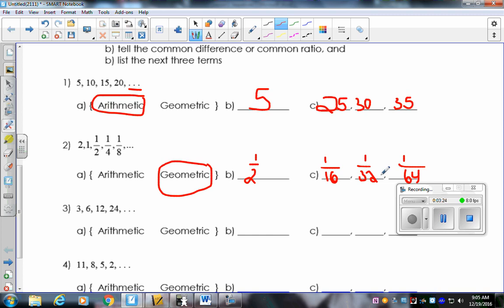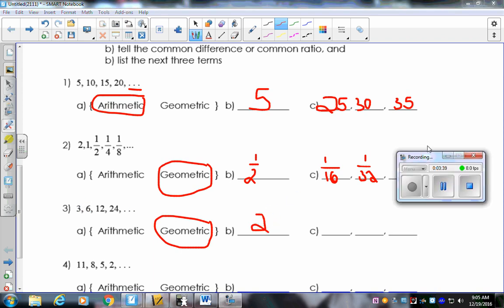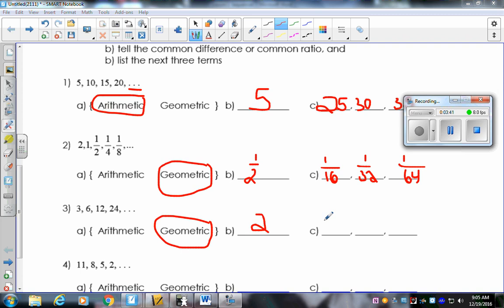Good. All right, same thing, arithmetic or geometric? To go from 3 to 6, I would add 3, but if I added 3, I would not end up at 12, which tells me that's a geometric pattern. So what's my common ratio here? It's 2. I'm multiplying by 2 each time. So my next numbers are 48, 96, and 192.